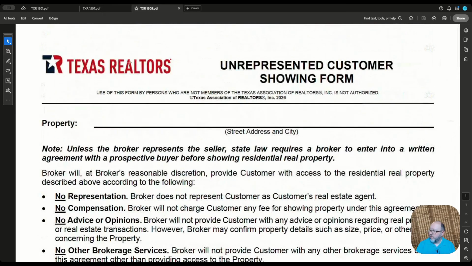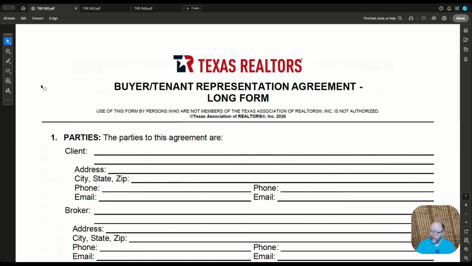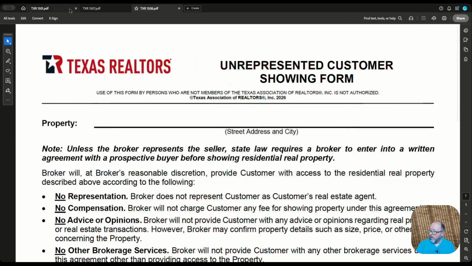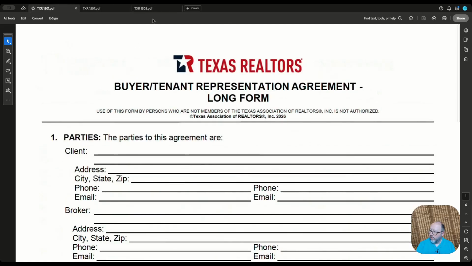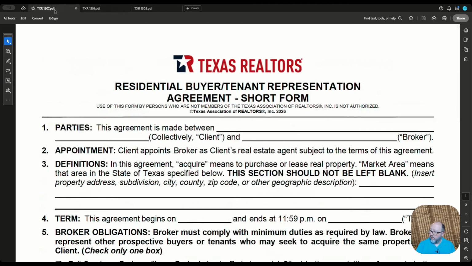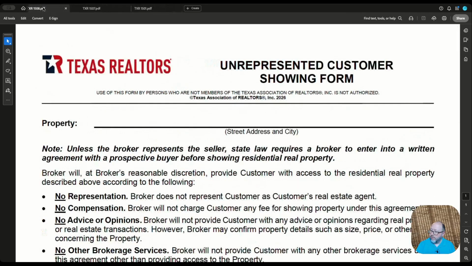Then we have TXR 1508, which is the unrepresented customer showing form. So yes, those are all important things to go over in the world of buyer and tenant representation. I'd like to start with the short form first. Let's go short, long, and then, changing my mind again, professor's prerogative. All right, we are going to start with the unrepresented customer showing form.